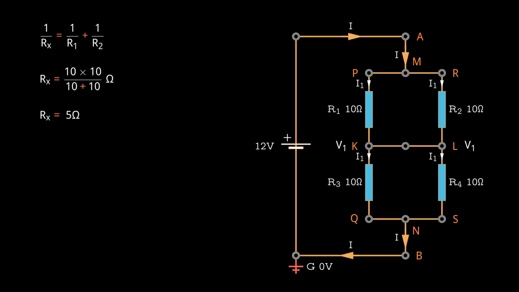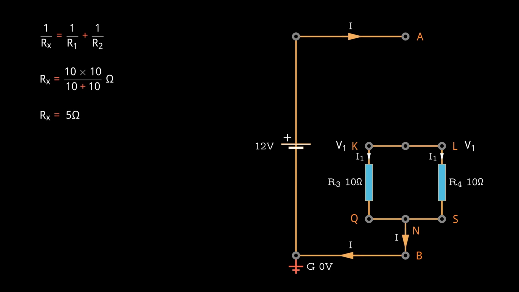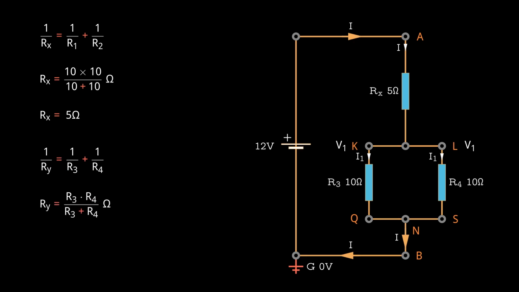After solving, the equivalent resistance for both R1 and R2 comes out to be 5 ohms. Repeating the same calculation for the parallel combination of R3 and R4 also results in an equivalent resistance of 5 ohms.